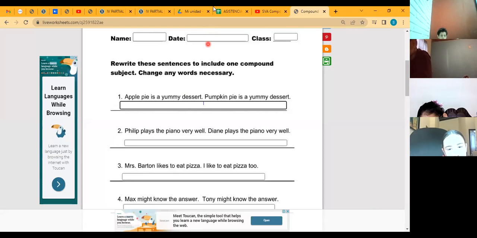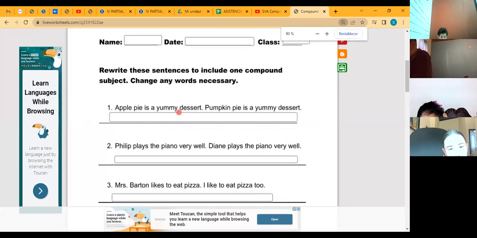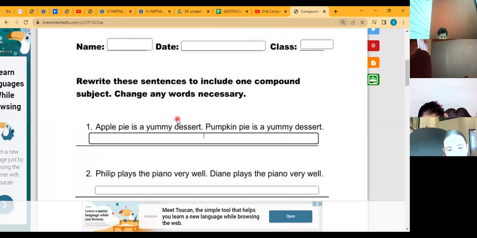So let's work here. Number one, we already worked on number one. Let's remember how it was. Apple pie and pumpkin pie is a yummy dessert. Okay, excellent. But now it's going to be our yummy desserts, because they are plural.